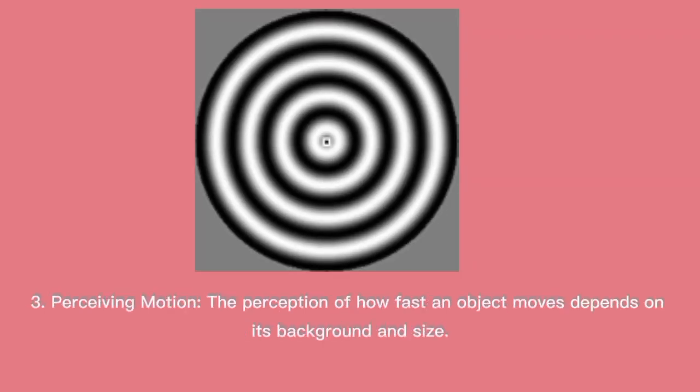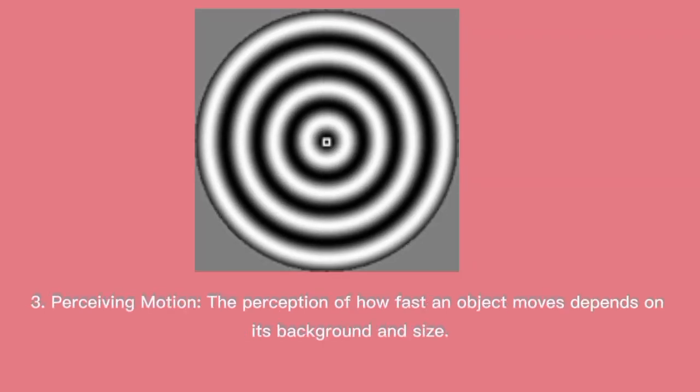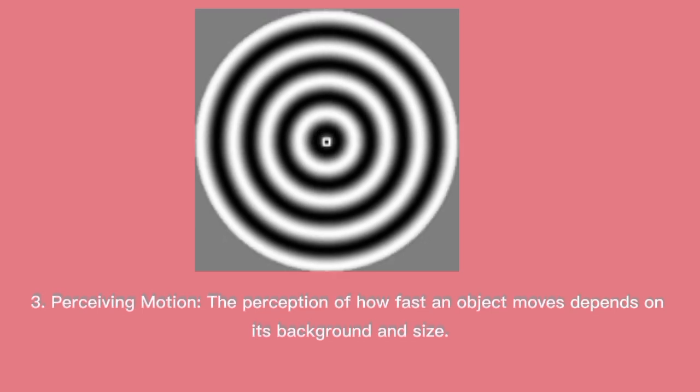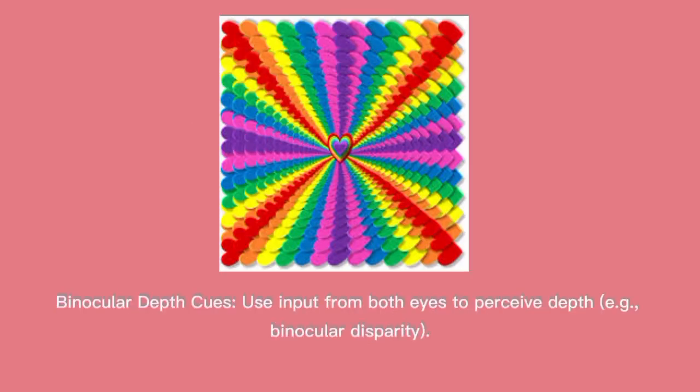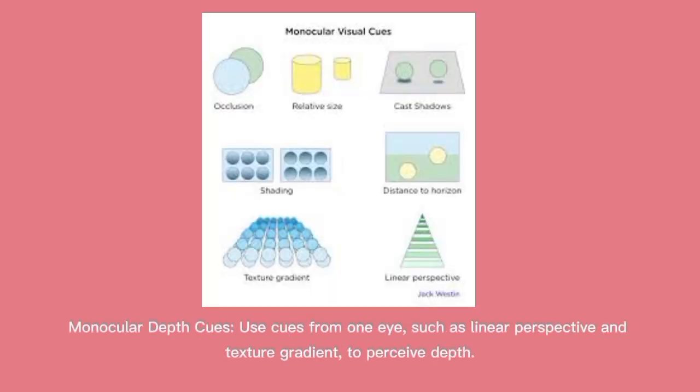3. Perceiving motion. The perception of how fast an object moves depends on its background and size. 4. Perceiving depth. Binocular depth cues use input from both eyes to perceive depth, for example, binocular disparity. Monocular depth cues use cues from one eye, such as linear perspective and texture gradient, to perceive depth.